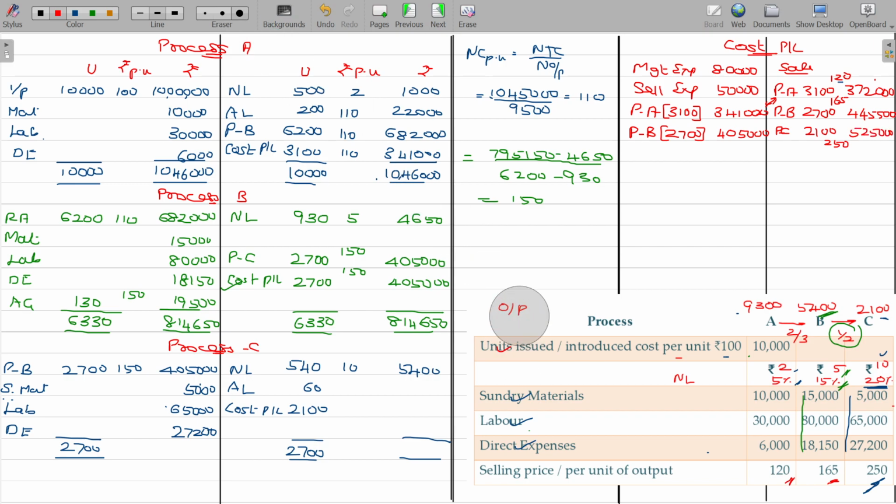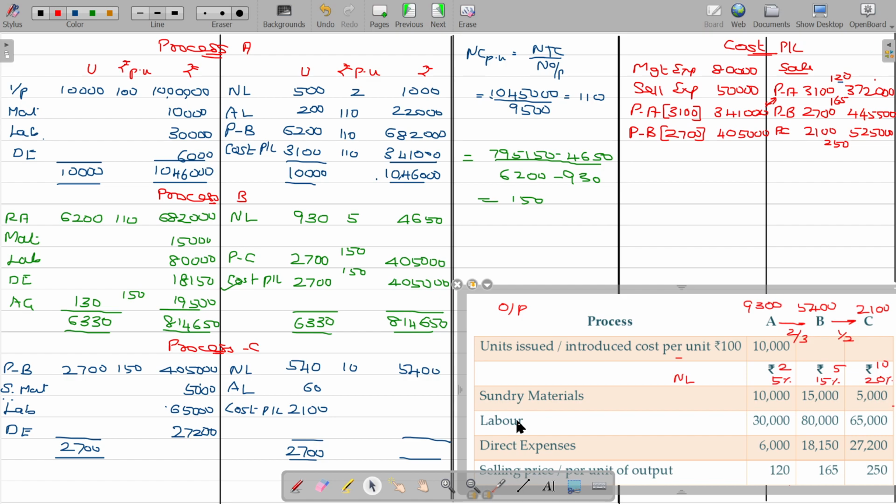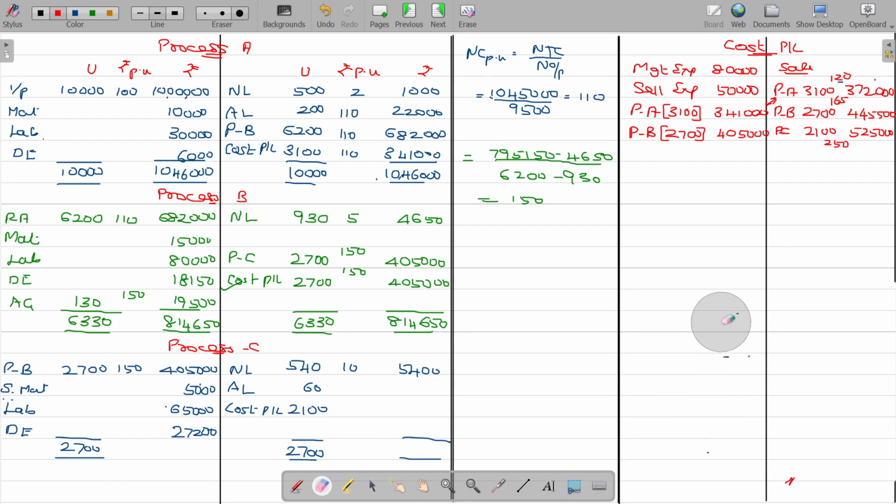Okay. So I don't want this anymore. So I'm going to now calculate what? Cost, normal cost for the processed unit at the last process C.